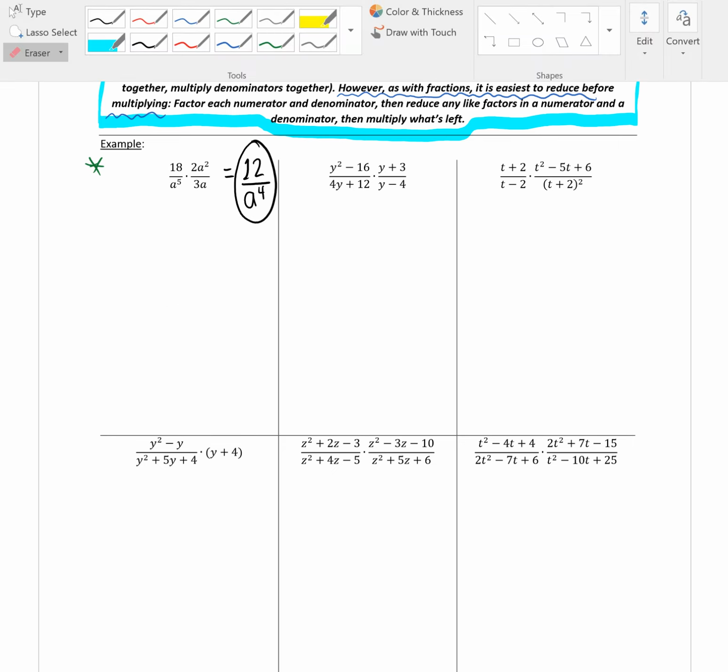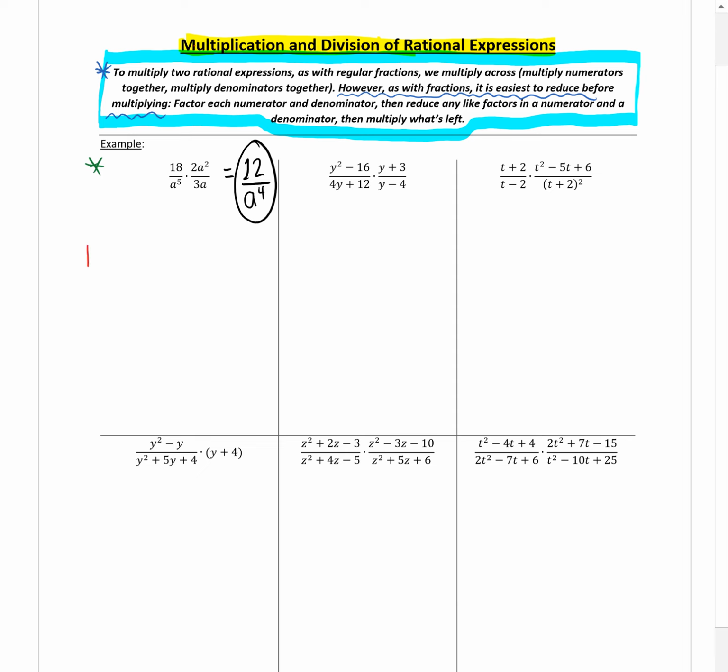Okay, so I'm going to keep that in mind, yeah. So on all these problems, we're going to first factor, like we kind of talked about: factor all numerators, all denominators, and then reduce all you can. And then you're going to multiply across whatever's left over. And you have to do it in that order. It won't work if you try to multiply and then factor and then reduce. It's going to be better to factor and then reduce and then multiply.